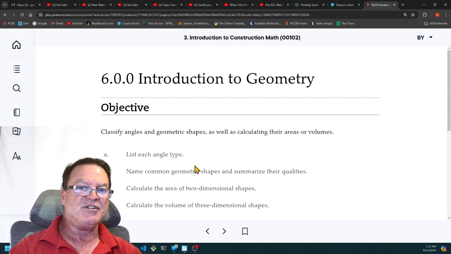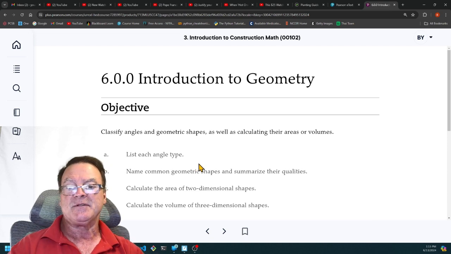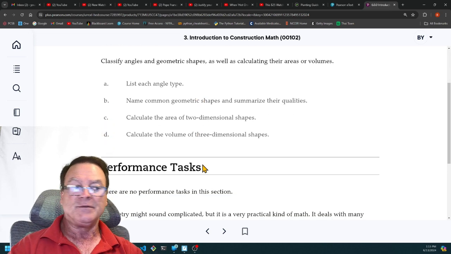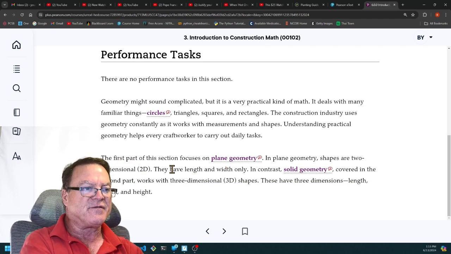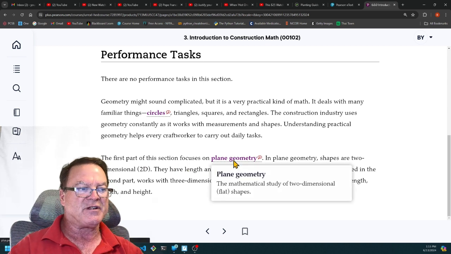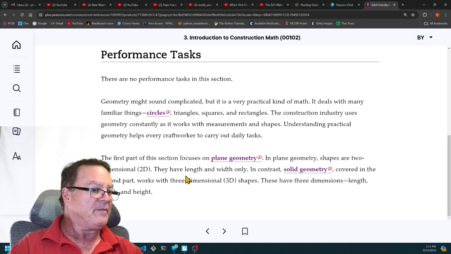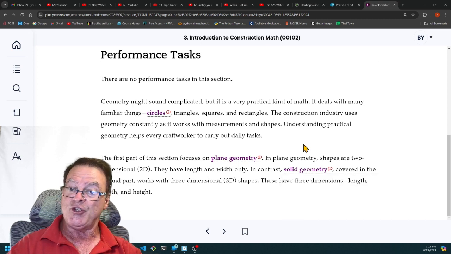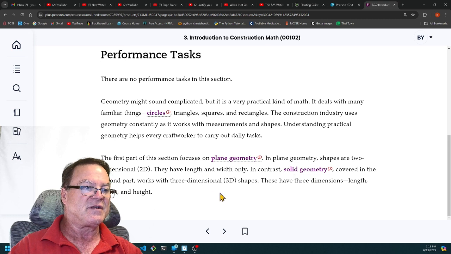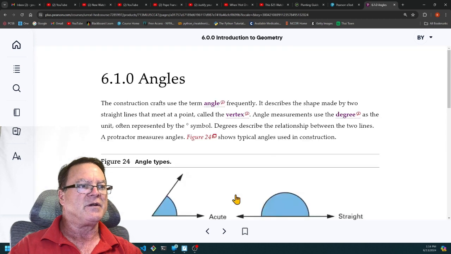6.0.0 Introduction to Geometry. We're going to talk about shapes and angles. One of our vocabulary words says the first part of the section focuses on plane geometry. It's 2D, the mathematical study of two-dimensional shapes like squares, rectangles, circles. In contrast, solid geometry, the mathematical study of three-dimensional shapes, like spheres, cones, cubes, things like that, is covered in this second part. So let's go on here.